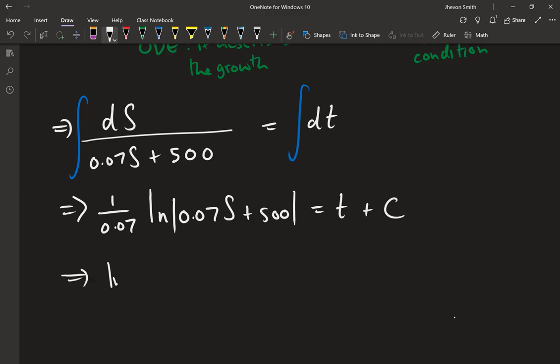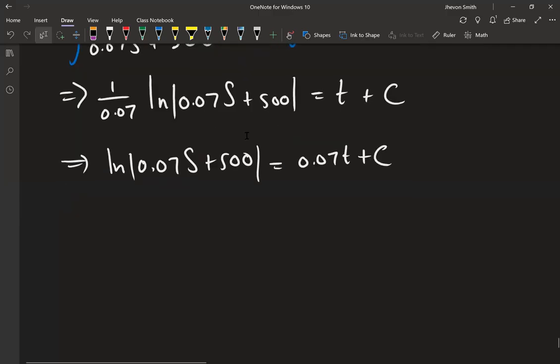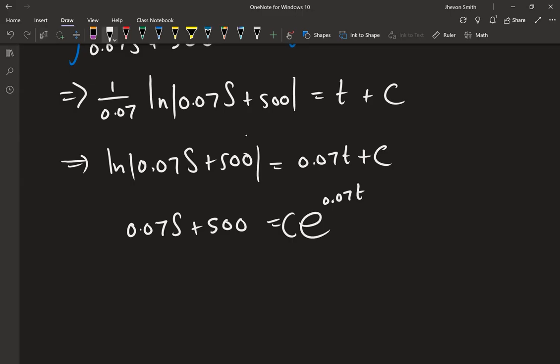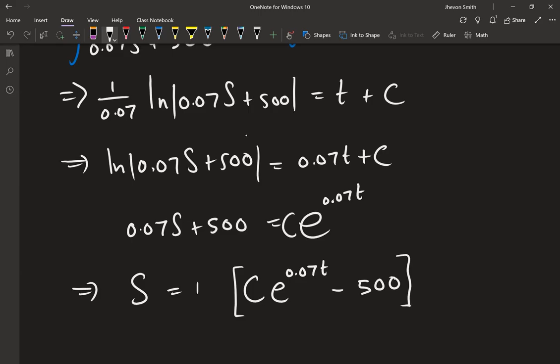So this means that you have ln of 0.07S plus 500 equals 0.07t. This is going to mean 0.07S plus 500 is equal to a constant times e to the 0.07t. And so this means that your S is going to be C e to the 0.07t minus 500. And then this here is 7/100, so I'm going to multiply by 100/7.